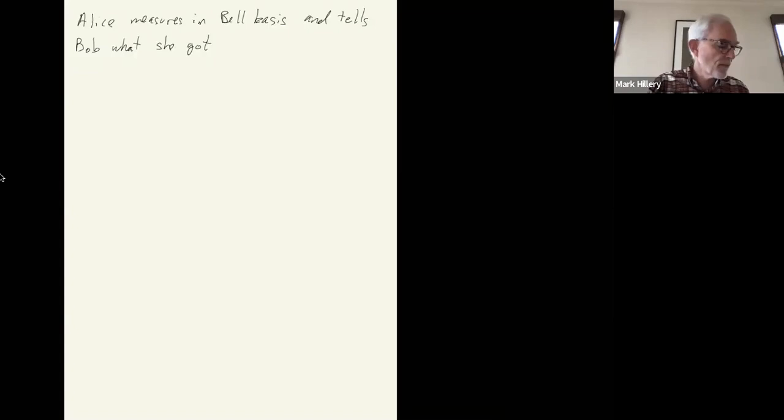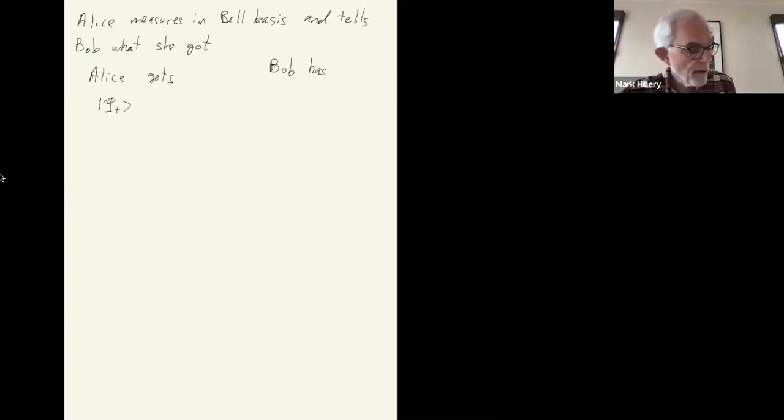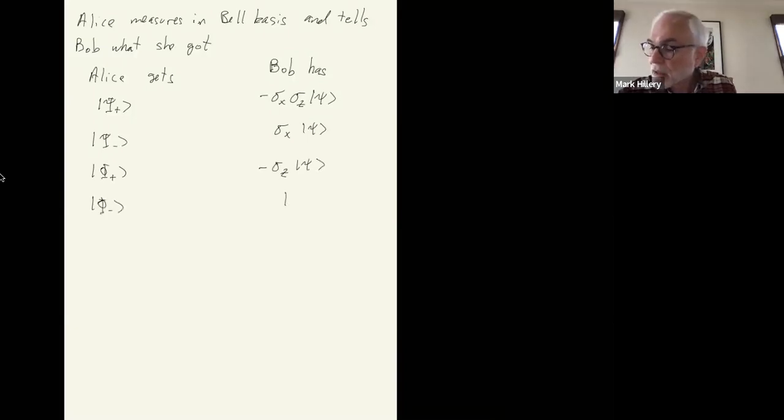So let's see what Bob gets for her different results. So this is what Alice gets, and then Bob has. If Alice gets psi plus, Bob gets, I'll define the notation in a second, sigma x sigma z psi. And if she gets psi minus, Bob gets sigma x psi. If she gets phi plus, then Bob gets minus sigma z psi. And if she gets phi minus, then Bob gets psi.